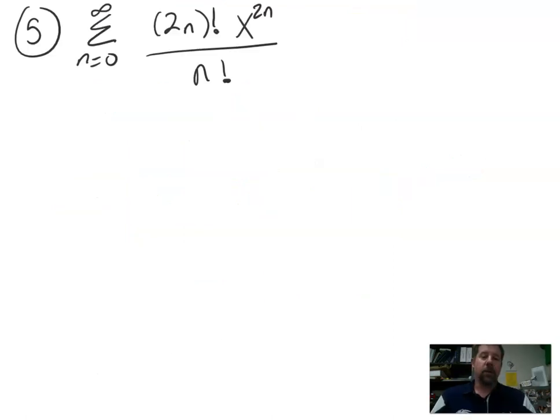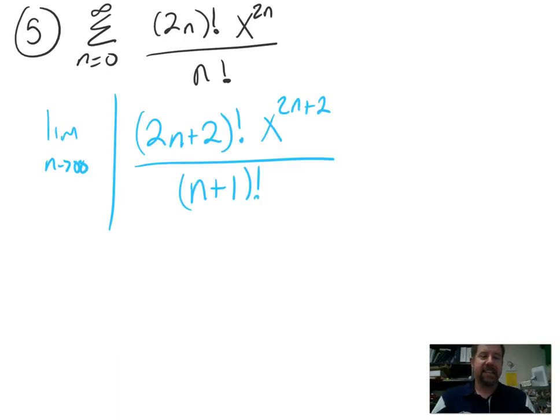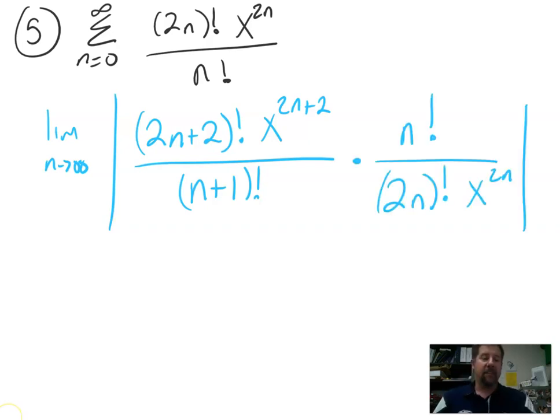Okay, and our last one here, right? Again, we want to look for the interval of convergence, so we're going to do the ratio test. This time, getting just a little bit lazy, instead of writing 2 times n plus 1, I just distributed it all at once and wrote 2n plus 2 factorial times x to the 2n plus 2, all over n plus 1 factorial times, I'm going to skip the flip and multiply, n factorial over 2n factorial x to the 2n.